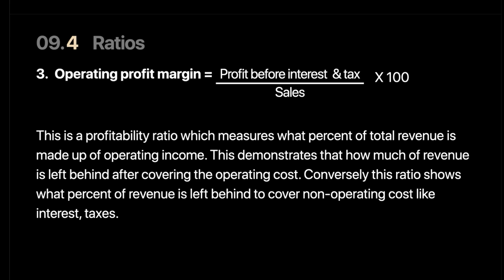The next ratio to consider is your operating profit margin. Operating profit margin is your operating profit, which is profit before interest and tax, divided by sales. What this ratio will tell you is, as a percentage of your sales, what amount the firm earns as its operating profit or operating income.